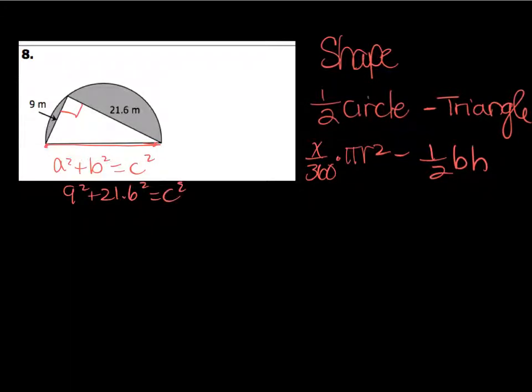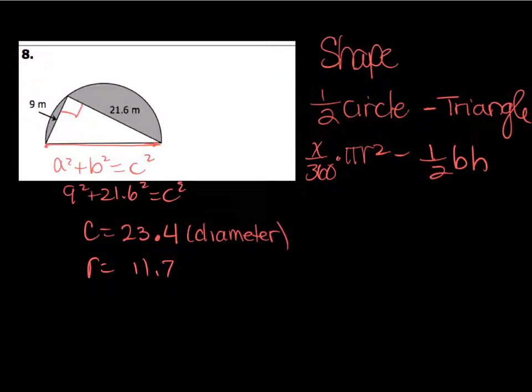And when we do Pythagorean's theorem, we find out that c is equal to 23.4. That's the diameter, but we need the radius. And so the radius is going to be 11.7. Let's go ahead and plug that into the formula here. See what we get. So we plug it in, 180 over 360 since it's half. Let's see what we get.